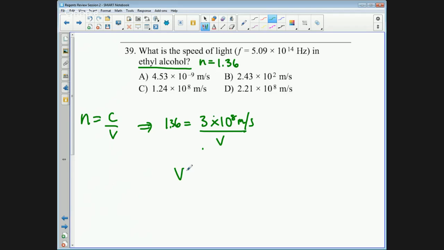Okay, so the new speed is just 3 divided by 1.36, and you get 2.2 times 10 to the 8 meters per second. Closest answer is D. All right.